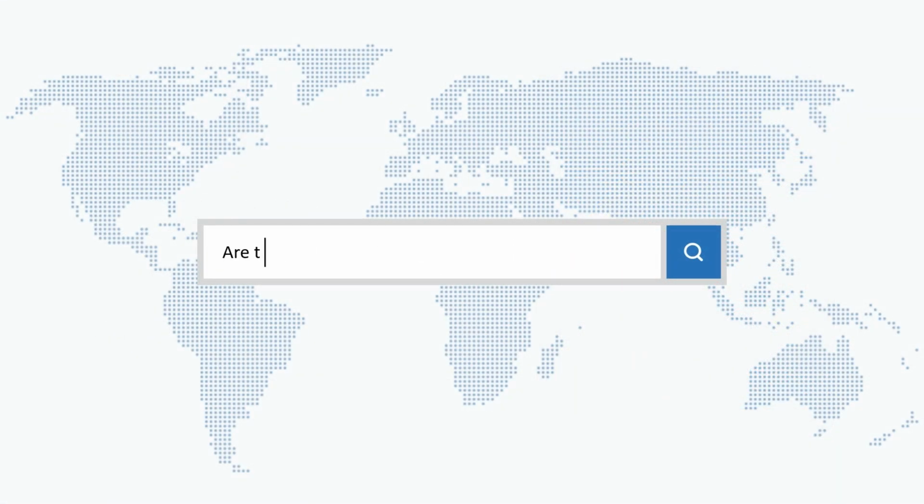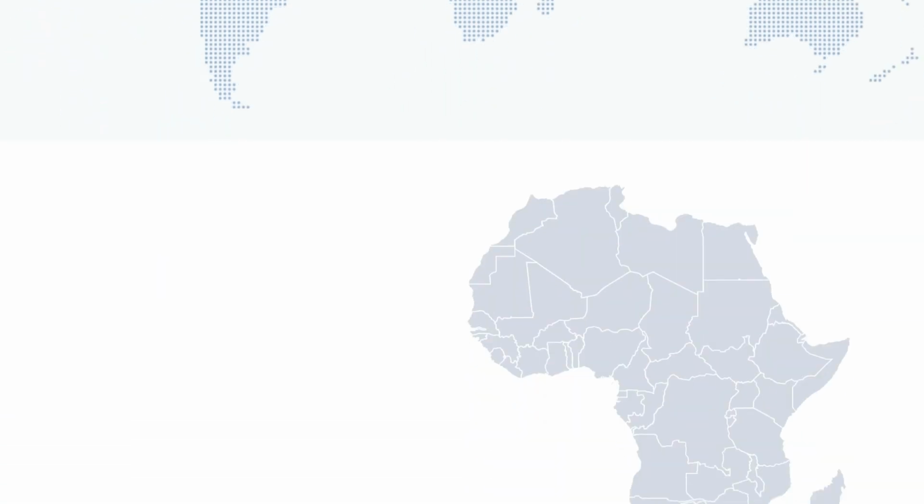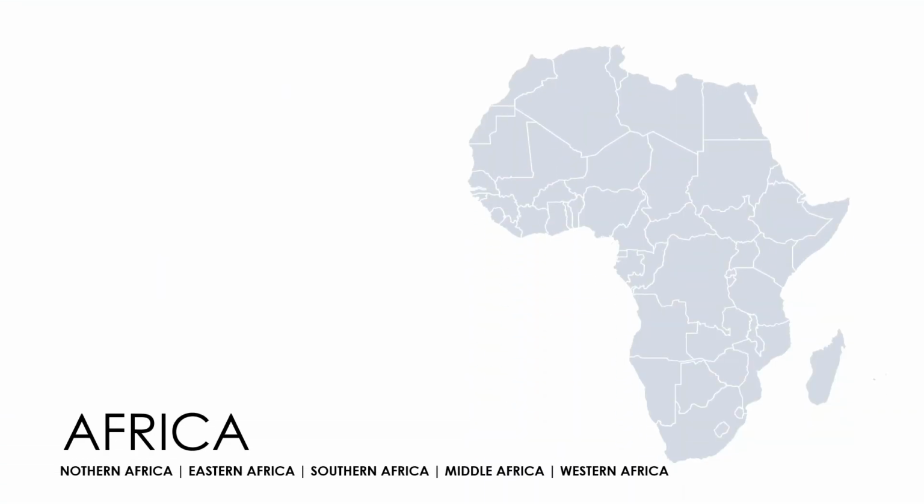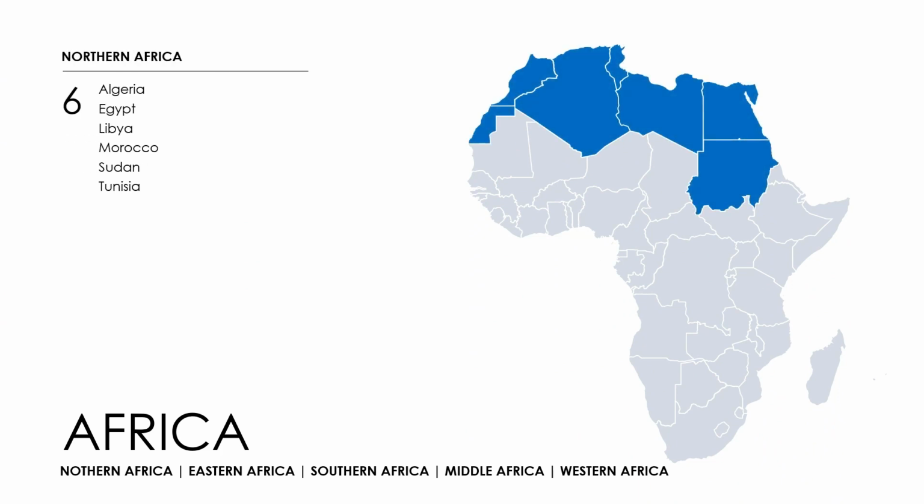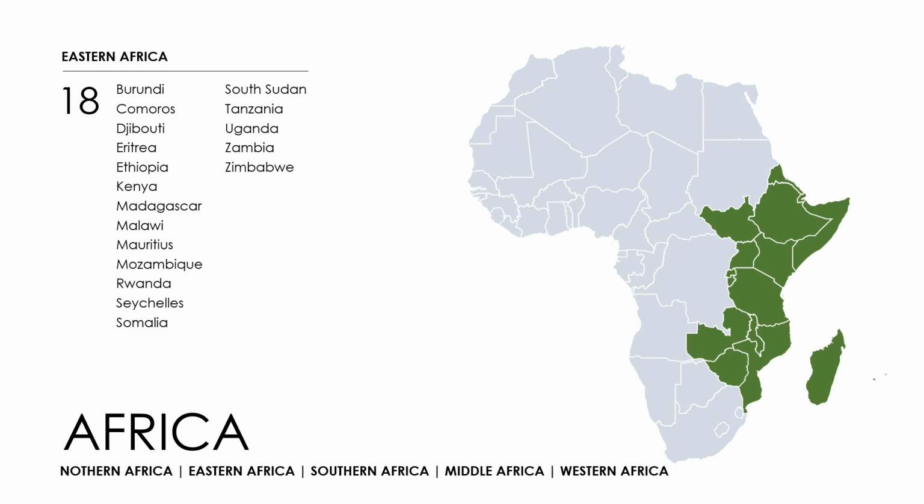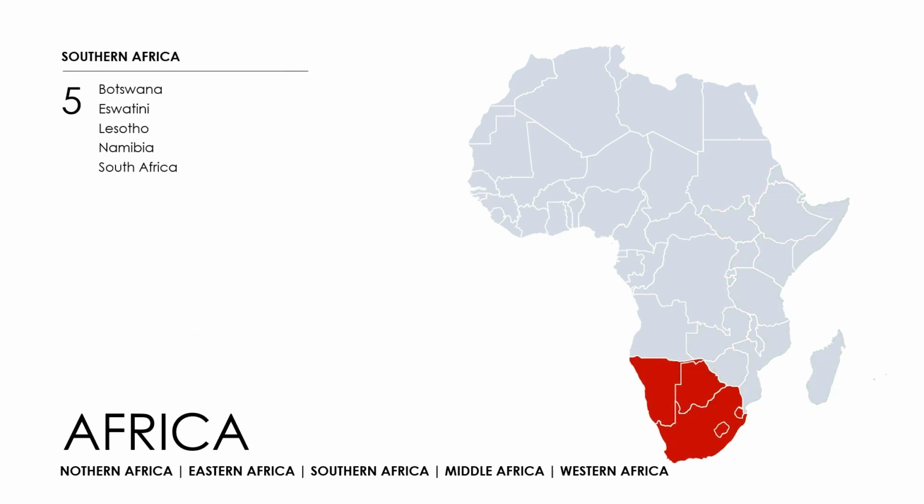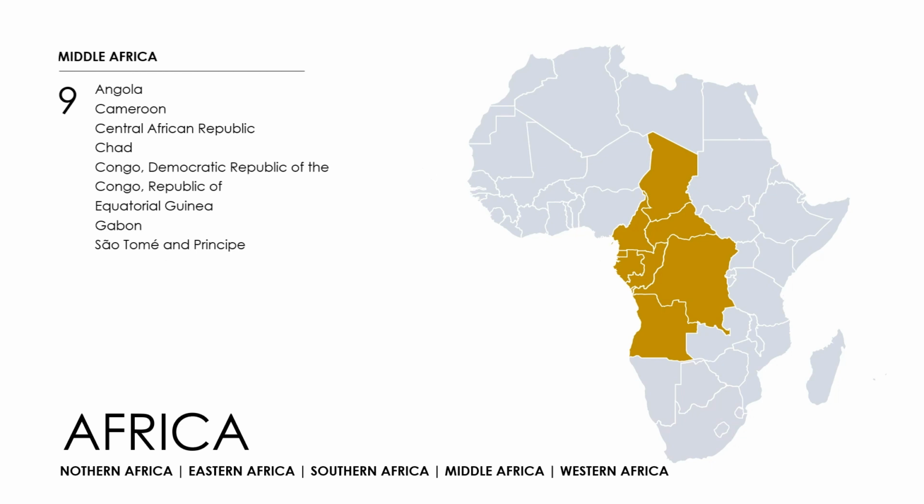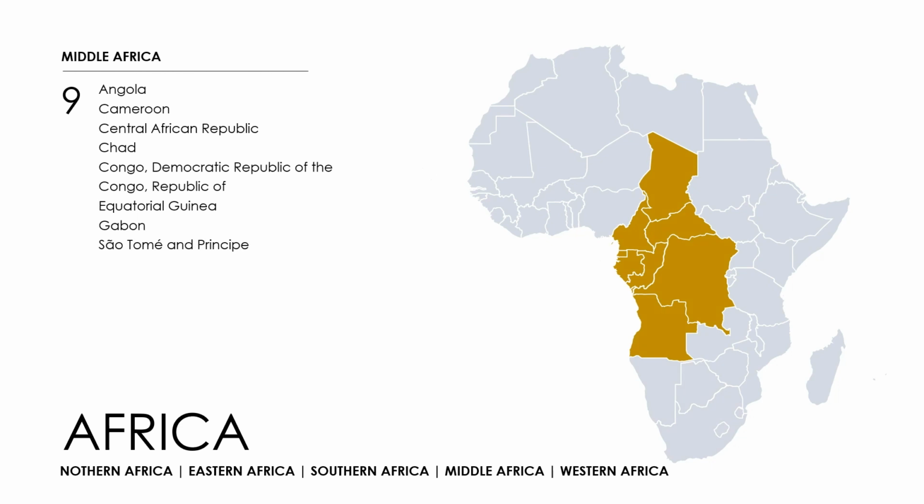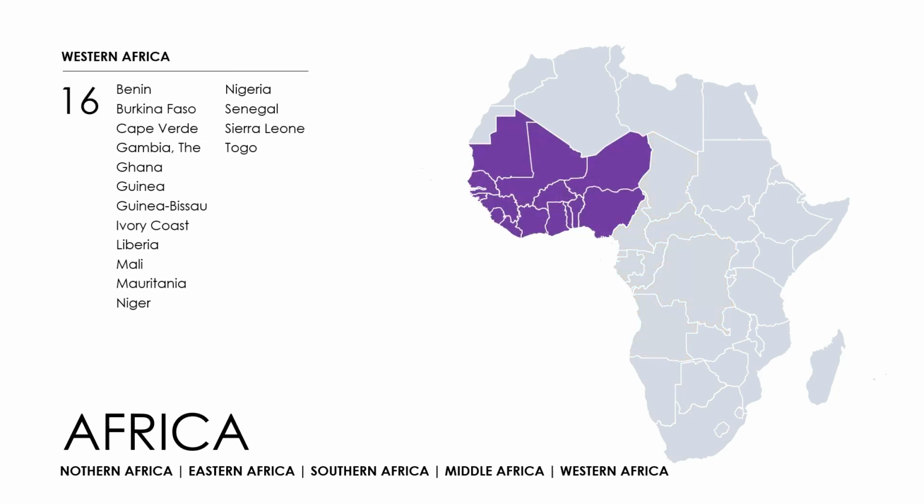The final question, how about the subregions? Within Africa, there are 5 subregions. They are Northern Africa, with 6 countries, Eastern Africa with 18 countries, Southern Africa with 5 countries, Middle Africa with 9 countries, and Western Africa with 16 countries.